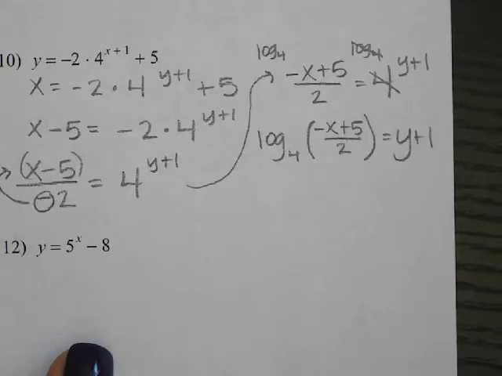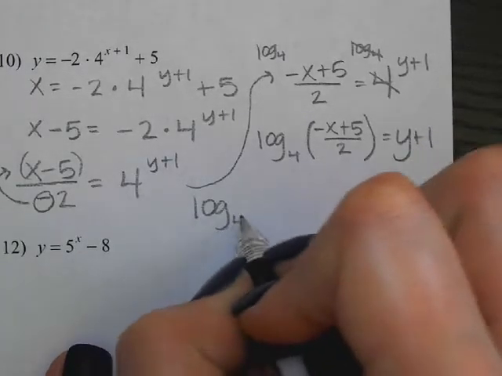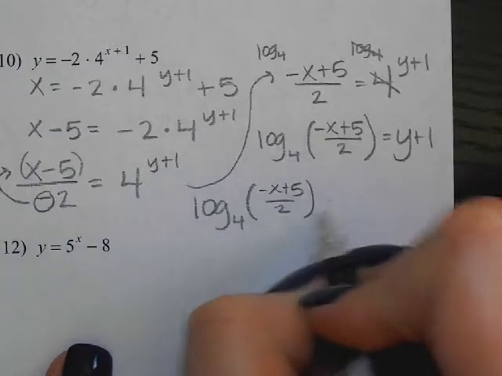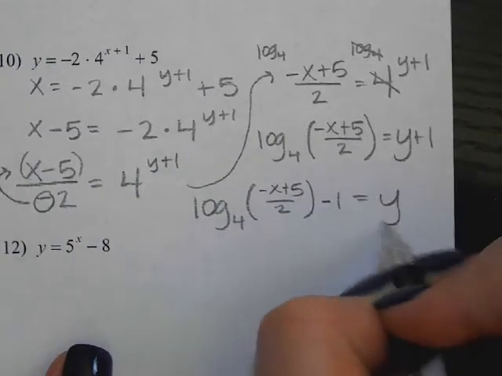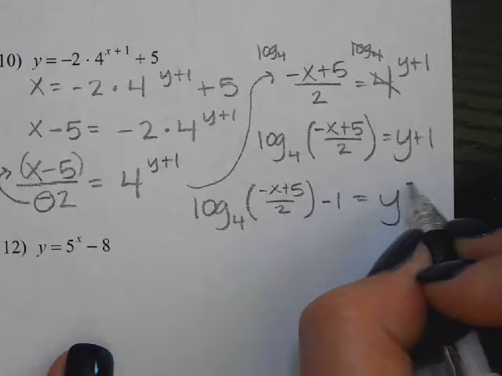And then what do we do? Subtract 1. Log base 4 of the stuff with a minus 1 on the end equals y. And what do I do before I say I'm done? Little inverse.